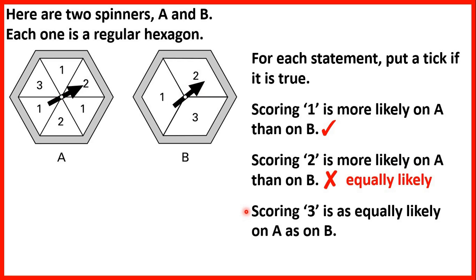Now, scoring 3 is as equally likely on A as on B. So on spinner A, we can see that 3 is 1 out of our 6 sections, but on spinner B, it's 1 out of our 3 sections. So this statement is false as well. It's less likely on A, because the chance of the spinner landing on the number 3 for spinner A is only 1/6, but for B, it's 1/3, and 1/3 is larger than 1/6.